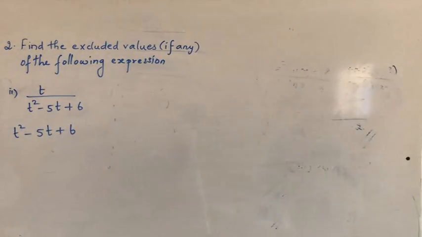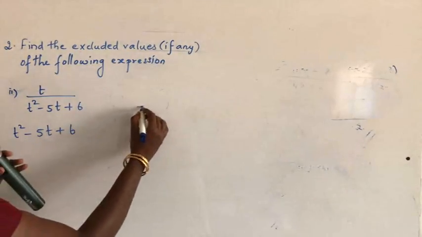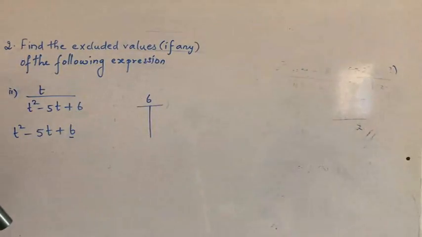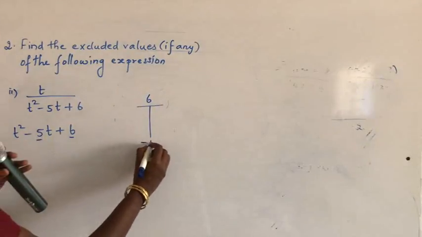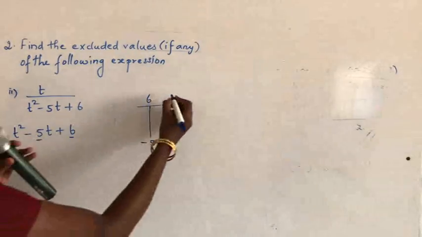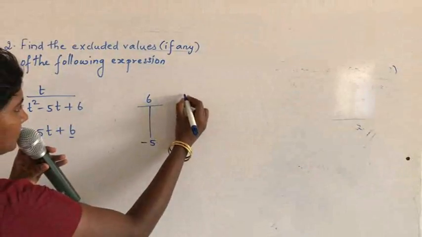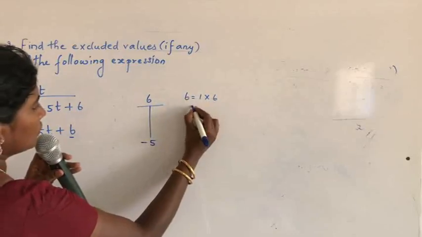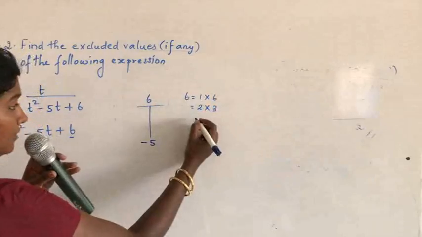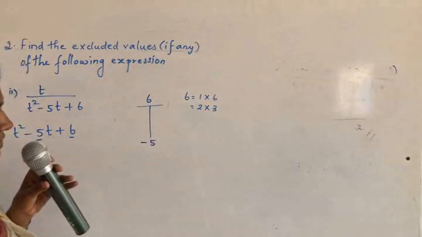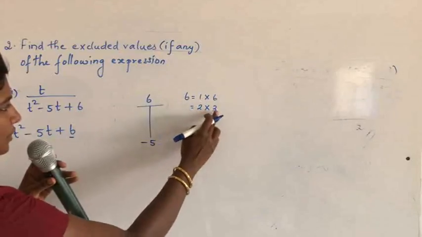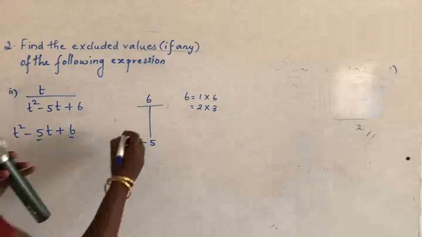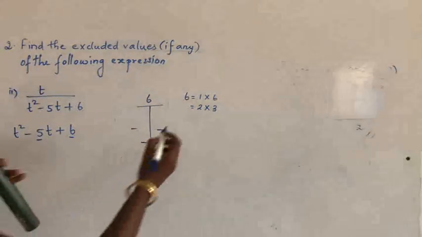In the same manner as in the first part, we are going to use our T method. What is the constant term? The constant term is 6, so let's write 6 on the top of the T. And what is the middle term? Minus 5. Now let's express 6 as a product of two factors. So 6 becomes 1 into 6, and 2 into 3. No need to write 3 into 2, it is the same. Now we have to choose appropriate numbers to fill our spaces. So let's take the first one.